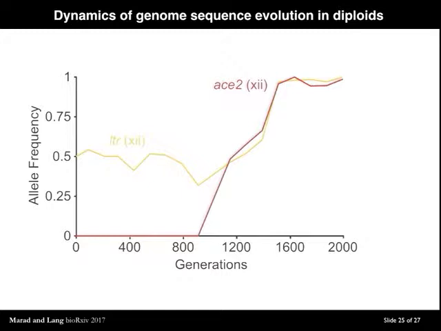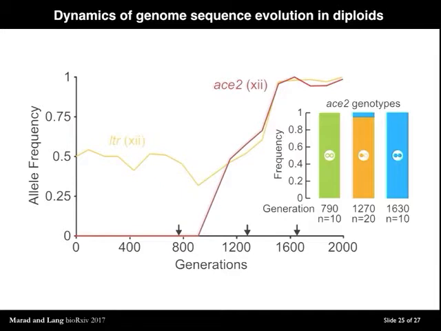This suggests that this was probably a loss of heterozygosity event that not only made ACE2 homozygous, which is on chromosome 12, but also the nearby LTR. To test that, we genotyped a bunch of individuals from this population before the sweep, halfway through the sweep, and at the end of the sweep.